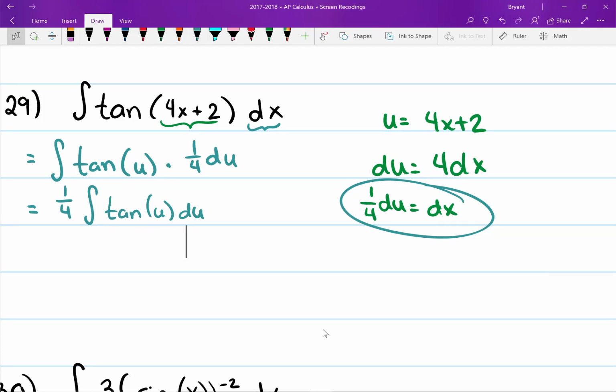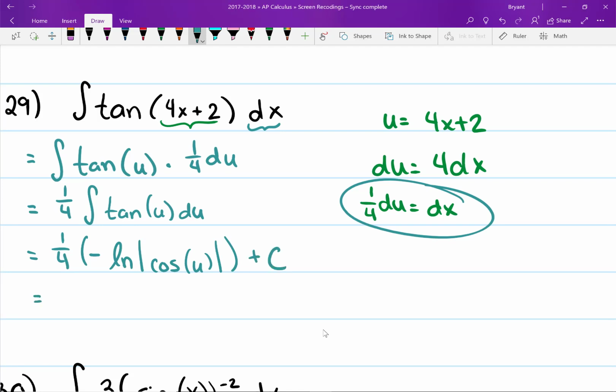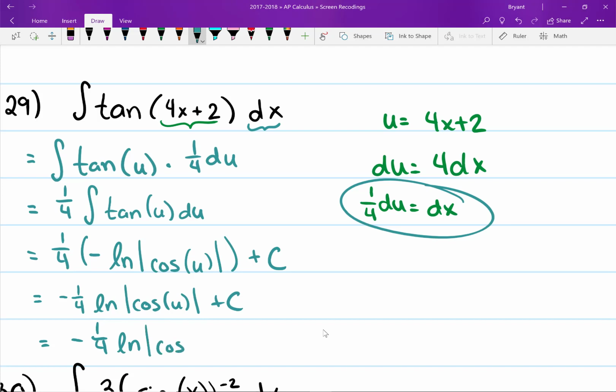So this is where it gets a little tricky. You need to know a very special integral. The integral of tangent is going to be negative ln of the absolute value of cosine of u. This one you just kind of have to know. So you're going to get negative 1/4 ln the absolute value of cosine of u plus c, and then we have to put back our u sub. So this is negative 1/4 ln of cosine of 4x plus 2 plus c. That one, I'll give it to you, is a little tricky.